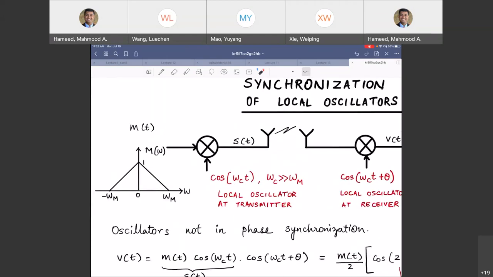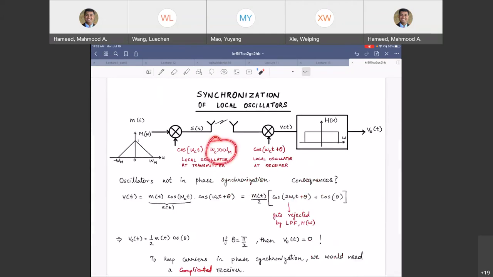What are we doing here? Same things, right? Same transmitter and receiver, same amplitude modulation going on. The message in this case has a highest frequency of omega m. The cosine carrier is at omega c. Omega c has to be much greater than omega m. Why is that? Why does the carrier frequency have to be much greater than the frequency of the message?